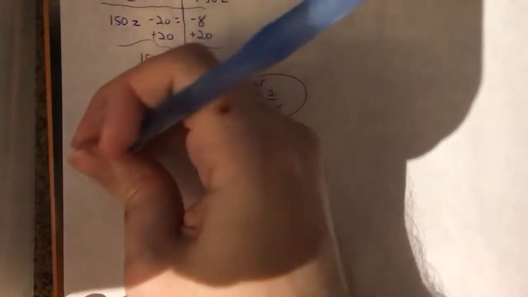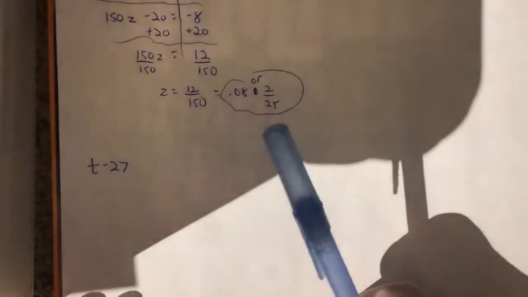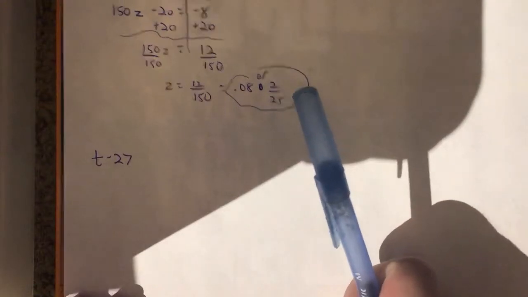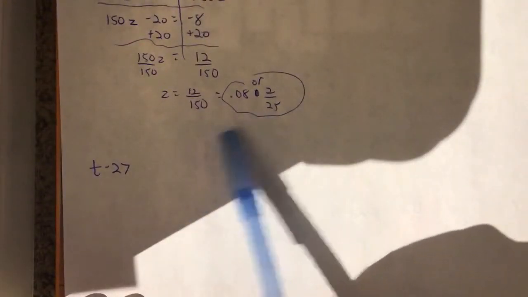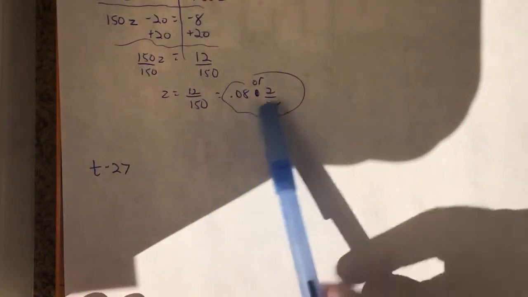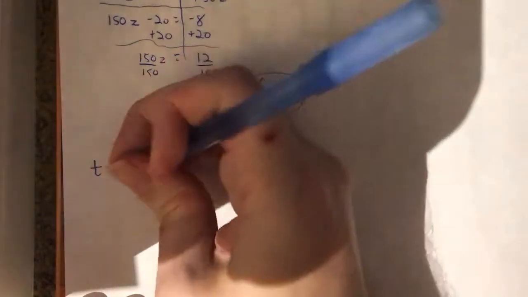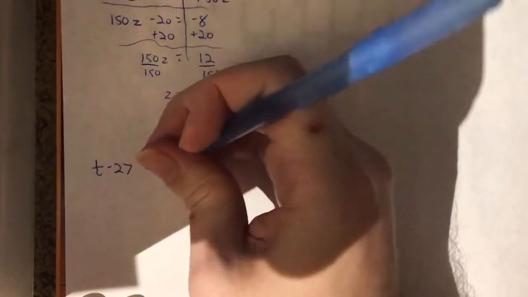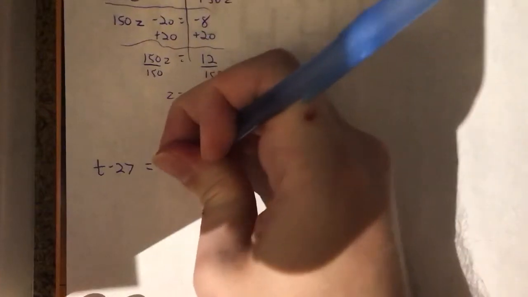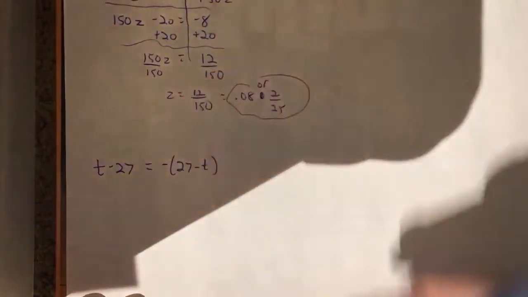Okay, so next one. We're now going to talk about equations that have infinite solutions or no solutions. So sometimes you might not just get one answer. Sometimes you might get an unlimited amount of answers or no answer that work, and that's okay. So if I have t minus 27 equals negative parentheses 27 minus t, and I want to solve for t.